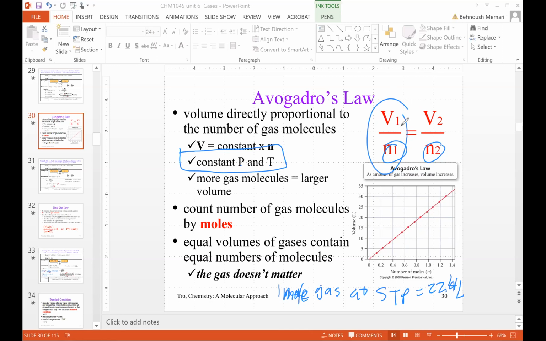Now, if you have 2 moles, what would be the volume? Because this equation says every mole is 22.4, so 2 moles is going to be 44.8 liters. Half a mole, 0.5 mole, is going to be 11.2 liters. Okay. So as you increase the number of moles, the volume is going to increase, and vice versa.